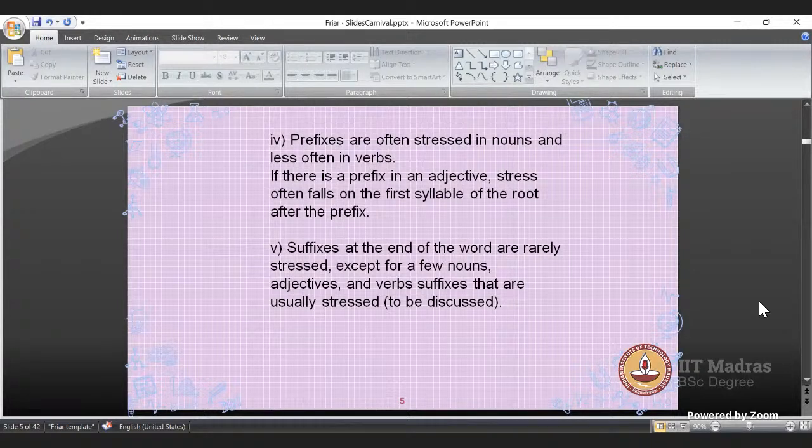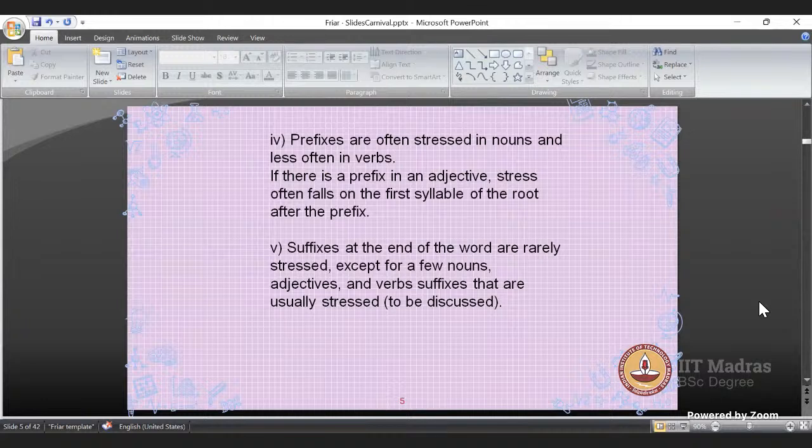But generally, if you have prefixes, and this is particularly about prefixes, the case with suffixes is different. There, a lot of changes can happen. But particularly in the case of prefixes, they don't take stress in an ideal condition, in a usual situation. That's one thing. And then about suffixes, at the end of the word, they're rarely stressed. We know that, except for a few nouns, adjectives, and verbs that are usually stressed.